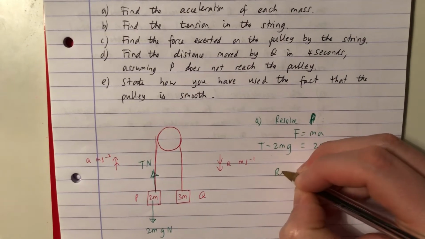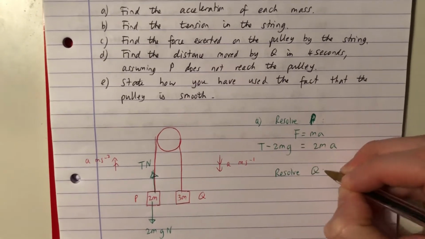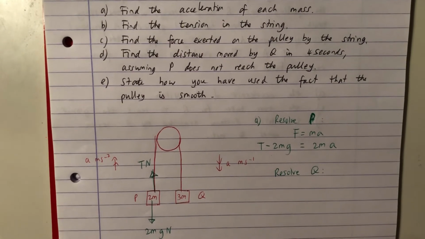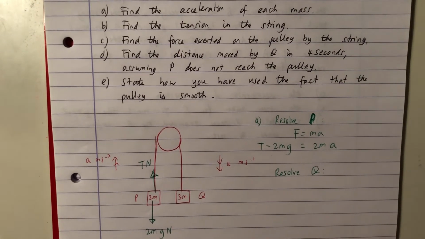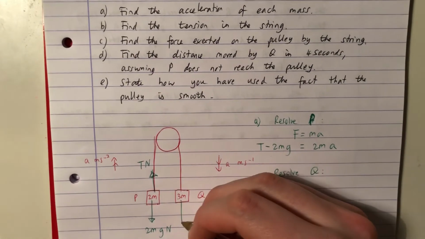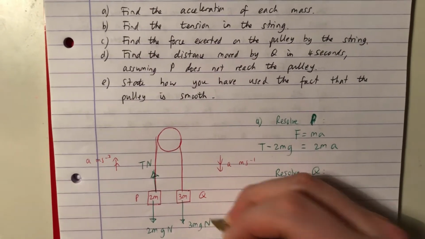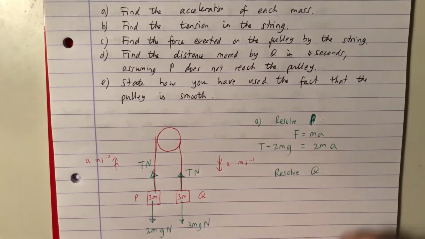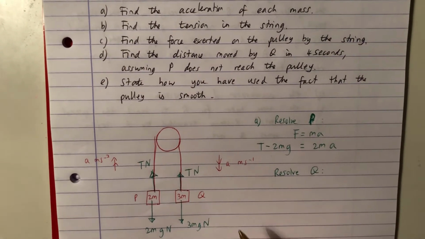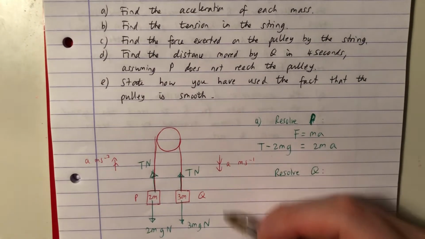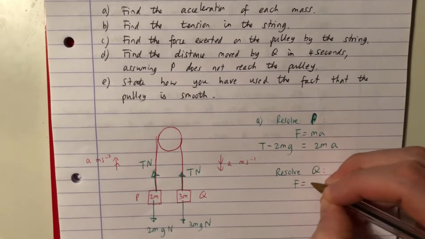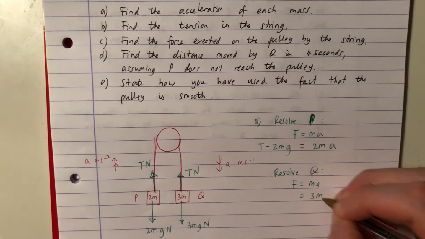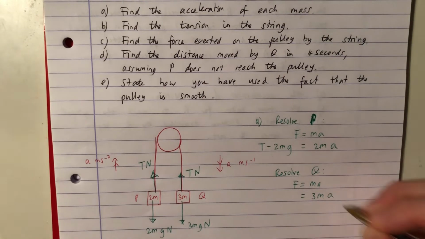Right, resolve the other particle. It's exactly the same strategy for every single one of these. Resolve one of them and then resolve the other one. Two equations and probably two unknowns. Right, Q has a weight, 3mg newtons. Again, it has a tension, T newtons, and it is accelerating, this time downwards. So F equals ma. The mass of Q is 3m, and the acceleration of Q is a.